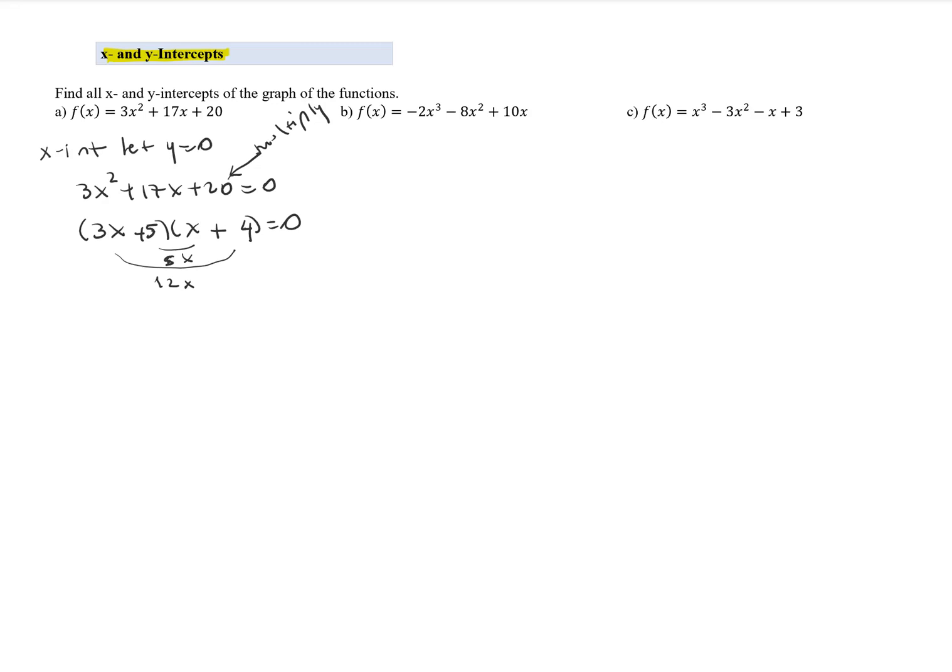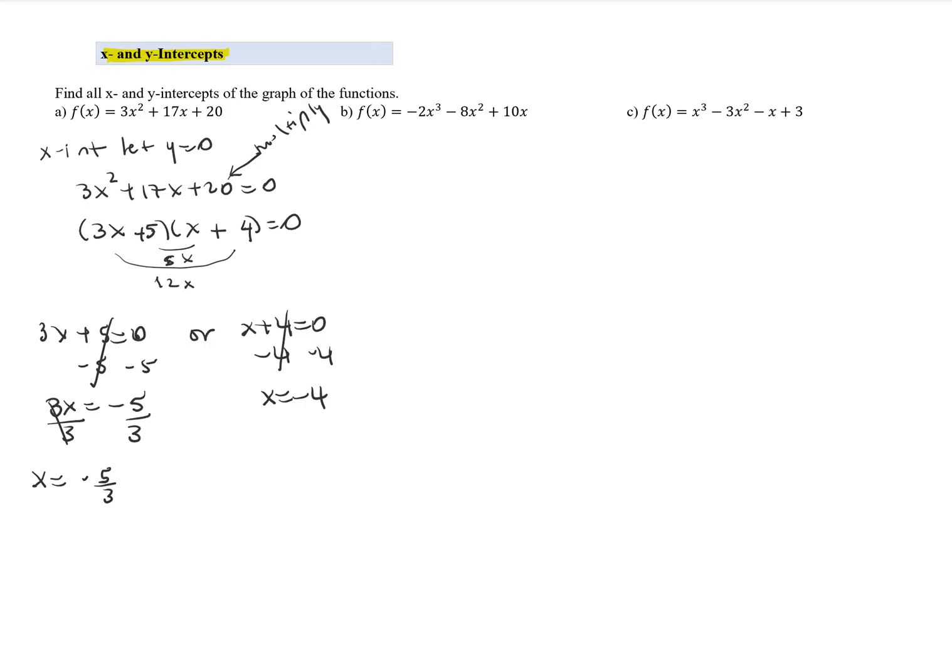So now, we will set each of these factors, 3x plus 5 equals 0, or x plus 4 equals 0, and solve for x. Subtract 5, we get 3x equals negative 5, and divide by 3. So we get x equals negative 5/3. On the next one, subtract 4, and we get x equals negative 4. So those are the two x-intercepts.